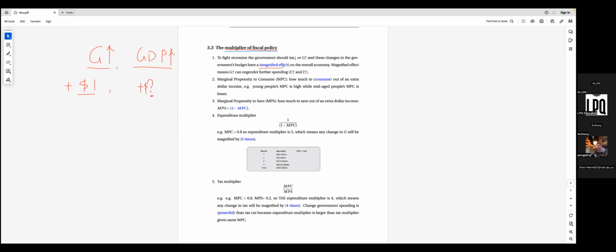So the first step is to understand that the question mark here is more than $1. The reason is that in the real world, increasing government spending usually has a magnified effect on overall GDP. Why is this the case? Because increasing government spending can engender further spending done by the household sector and the business sector.